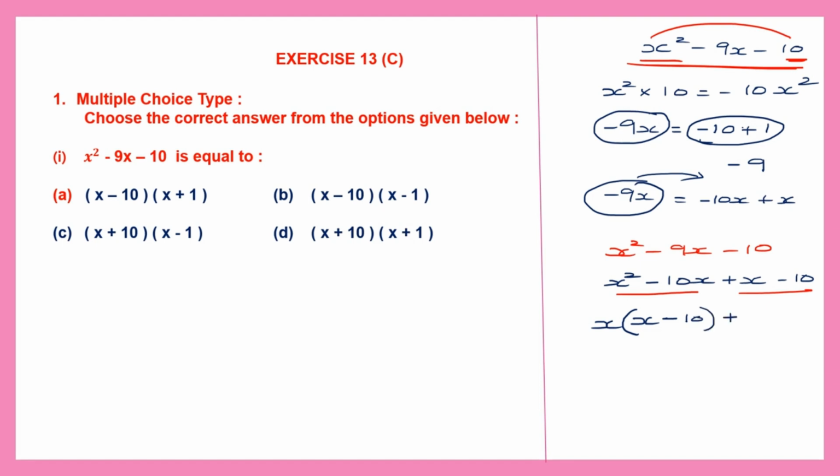Now here what is common? x minus 10, there's nothing common. There is no factor that's common. So when you don't have a factor that's common, you put 1. Okay, and inside we write x minus 10. So now what do we have? We have x minus 10 common and we have these two also, which is x plus 1. So which option is that? x minus 10, x plus 1 is option A. So this is our answer. Option A is our answer.